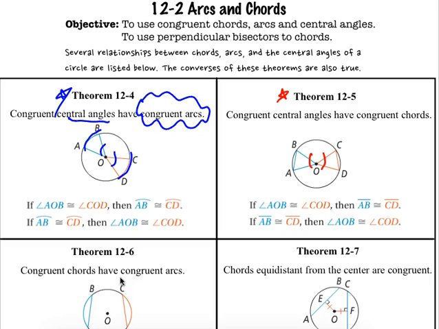All a chord is, guys, is like from point A to point B, that's a chord, and C to D, which really should make sense. They're just connecting the endpoints of our arc, so they should obviously be congruent. So again, central angles have congruent chords.